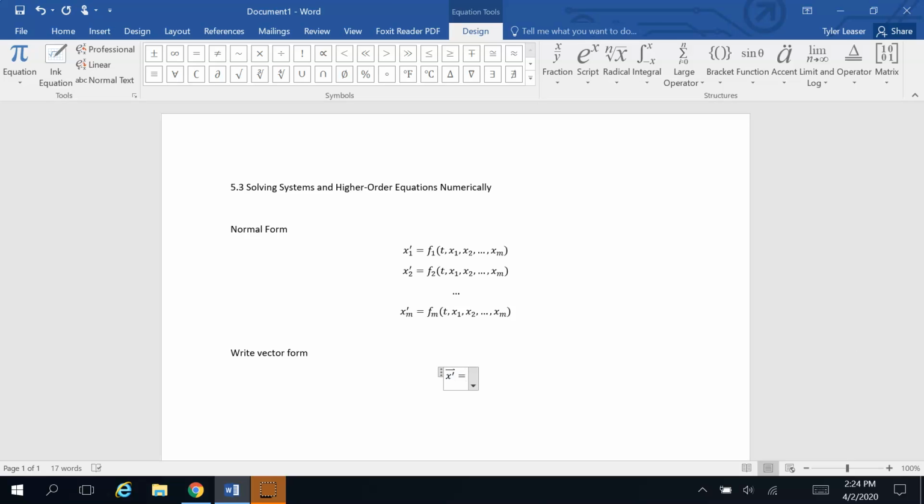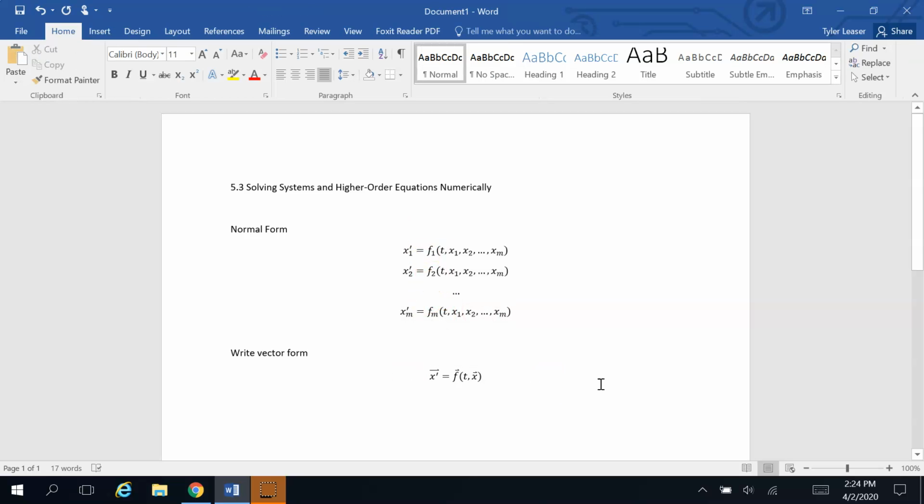That's going to be equal to our vector function. This is just the vector of all of my individual functions, f1 all the way up to f sub m. So just my vector f. And then inside of this is going to be the independent variable, and then the vector of all of the equations. So the vector of all of the equations is vector x, like that. So this is just a shorthand way of writing these m different equations up top here.